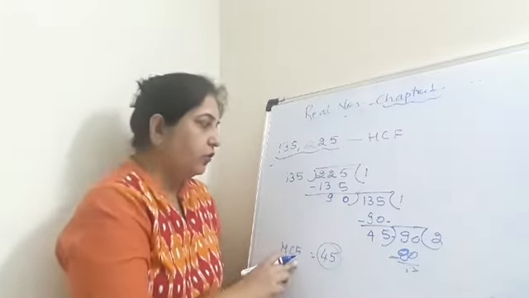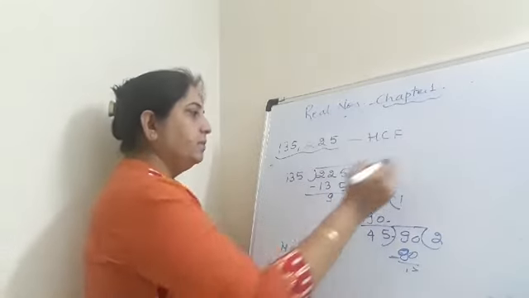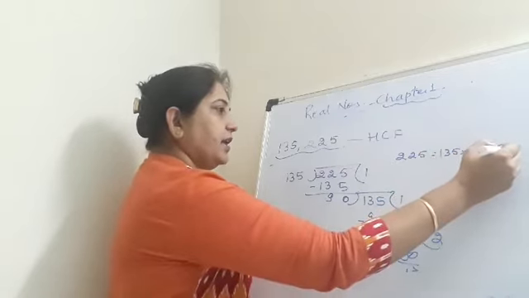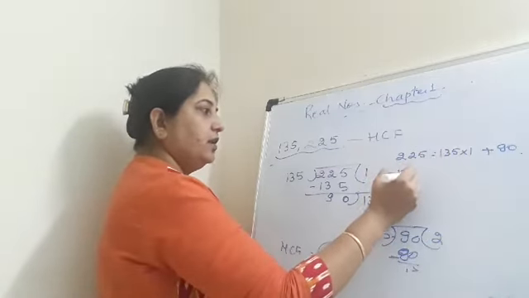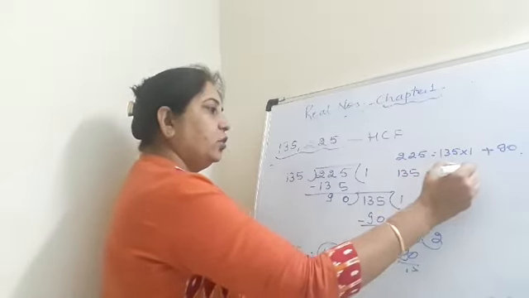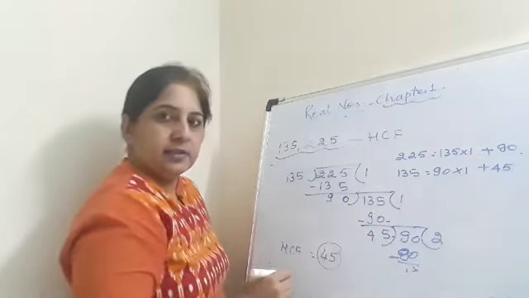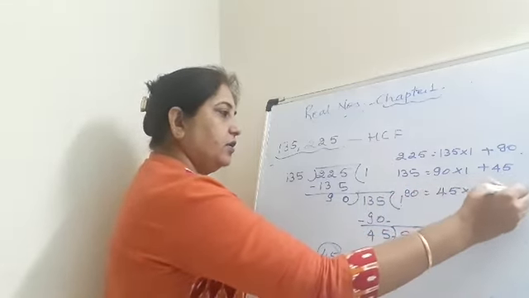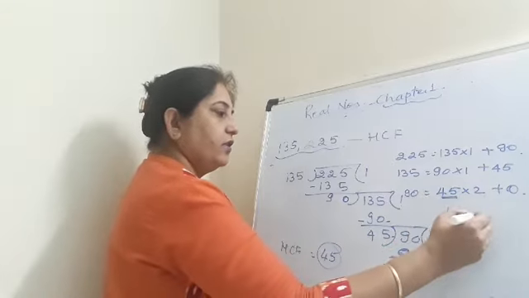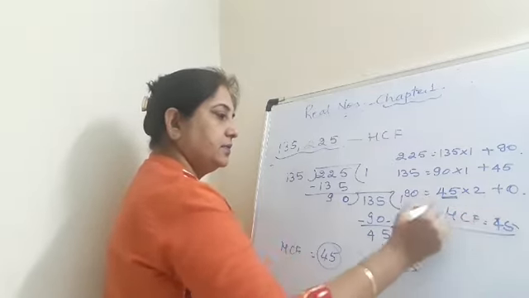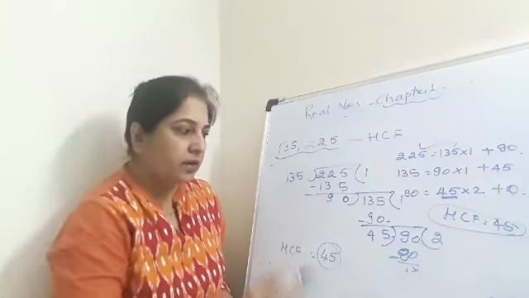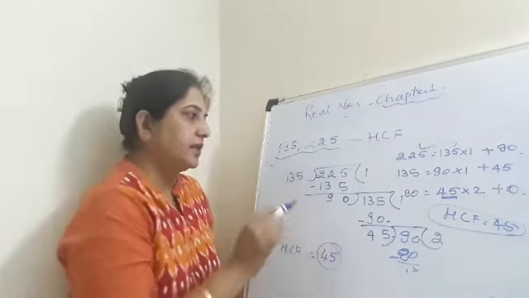Now we can write this in the form of those statements. So 225 is equal to 135 into 1 plus 90. Next, 135 is equal to 90 into 1 plus 45. And then what next? 90 is equal to 45 into 2 plus 0, and therefore this is the HCF for the given numbers. So I hope this is easy to write. This is called Euclid's division lemma, and you can complete it. There are two more parts in question number 1. I think you can complete these.